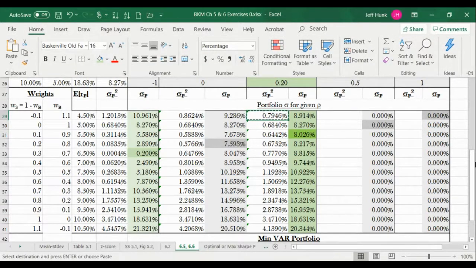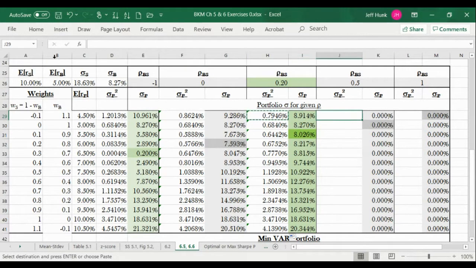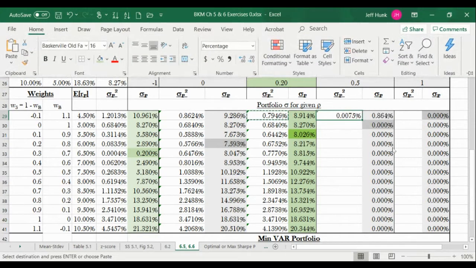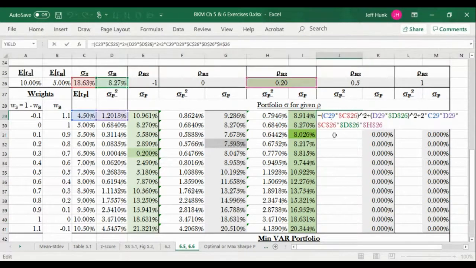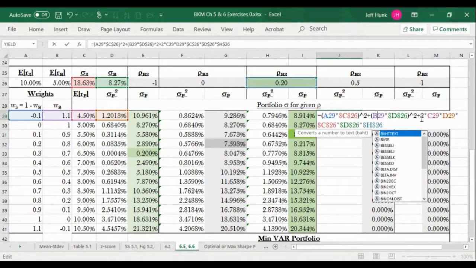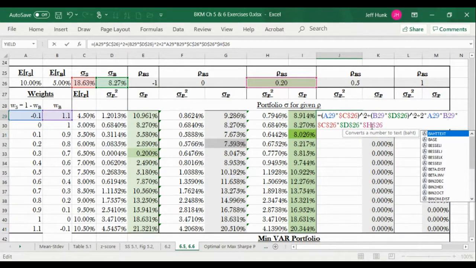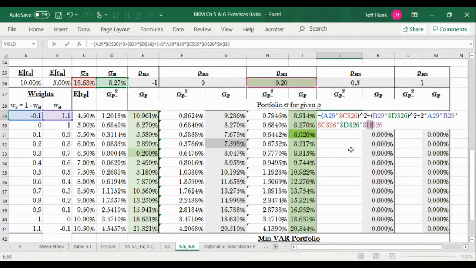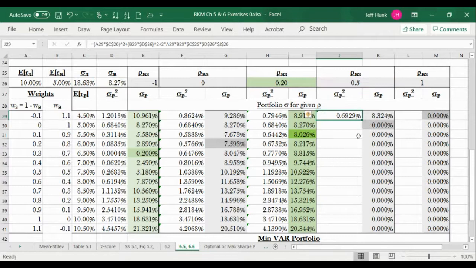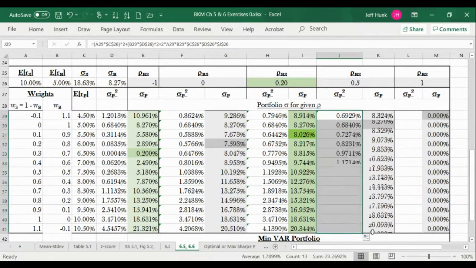Now, what if the correlation is 0.5? Let's see, and let's make some adjustments. Again, it's B29, right? And A29, B29. And where's the weight? In J26. So make that adjustment and we drag it down.